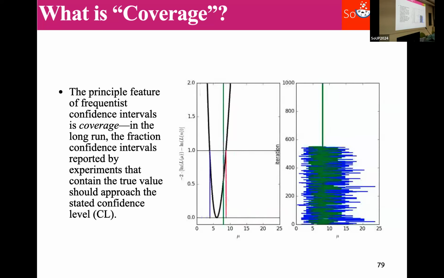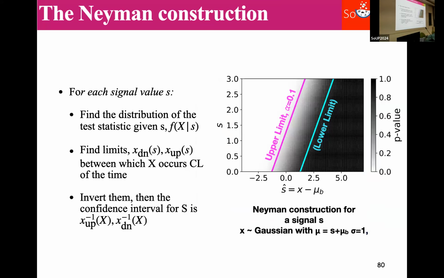So how do we do that? Well, we do that initially with something that is called Neyman constructions. Neyman constructions look at, again, we check for each signal value s. And we find the distribution of the test statistic. We choose some test statistic that is good to test what we want to find out. And we find the distribution of this test statistic.